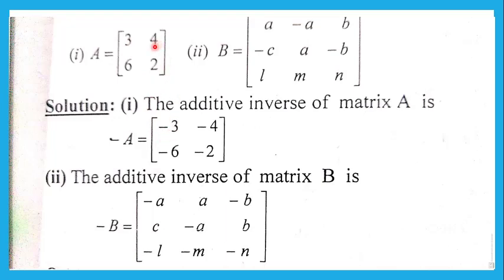Then over here it's 4, I just changed the sign to minus 4. Over here it's plus 6, and I have changed the sign to minus 6. And last it's 2 over here, and I have changed the sign from plus to minus, so this becomes minus 2. Now this is the additive inverse of the matrix A.